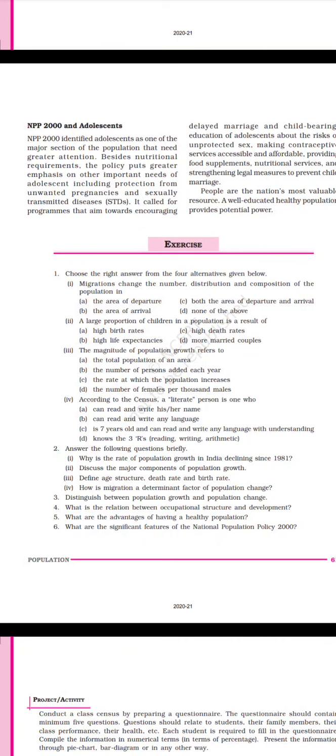What is the relation between occupational structure and development? What are the advantages of having a healthy population? What are the significant features of the National Population Policy 2000?